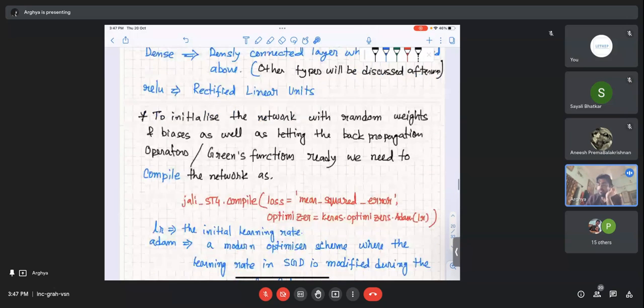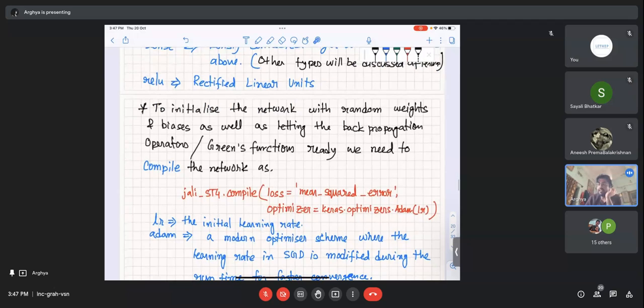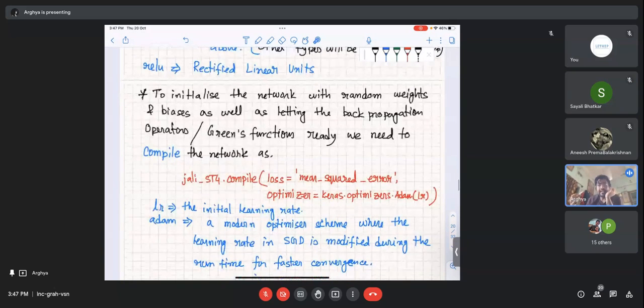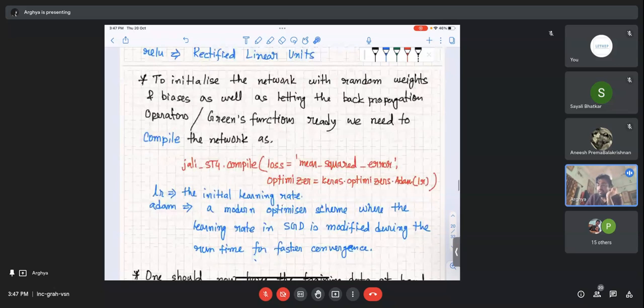Good. Now, what you want to do is initialize the network with some random weights and biases. So far, I just said what the number of nodes is, nothing else, and how those nodes are getting connected. Now, to initialize the network with random weights as well as biases, and make it ready for all these operators, all these matrices and all that you need for backpropagation, the first thing you have to do is compile the network. We call it compiling the network, and that's also very easy.